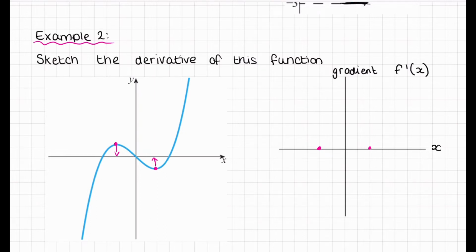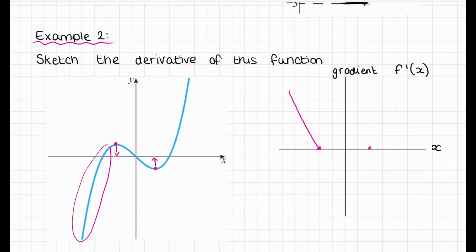Now we need to look at where the functions are increasing and decreasing. Before the first stationary point, which I've just circled here, the graph is increasing, which means the gradient is positive. So that means on the gradient graph it has to be above the x-axis. And the only way we can do that is to draw it like that. Yes, the line's going down, that doesn't matter. All that matters is that this graph is above the x-axis because the gradient's positive.